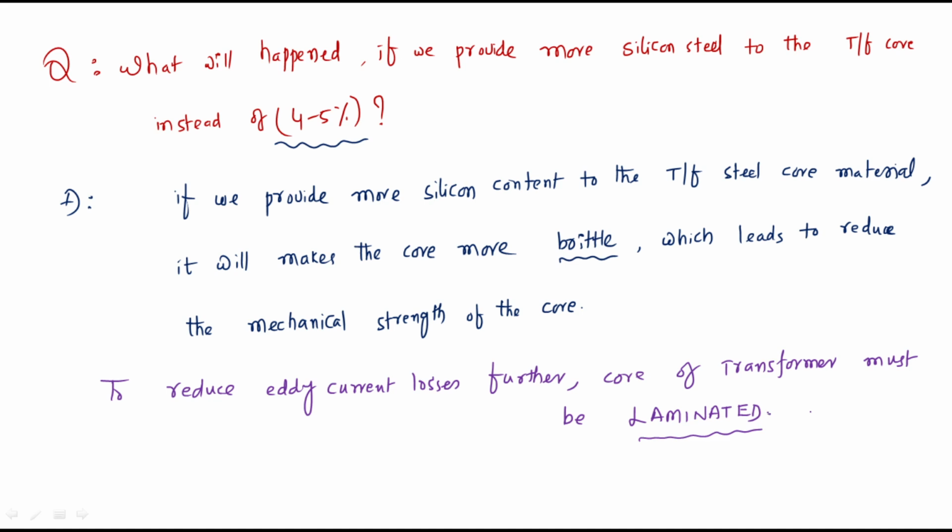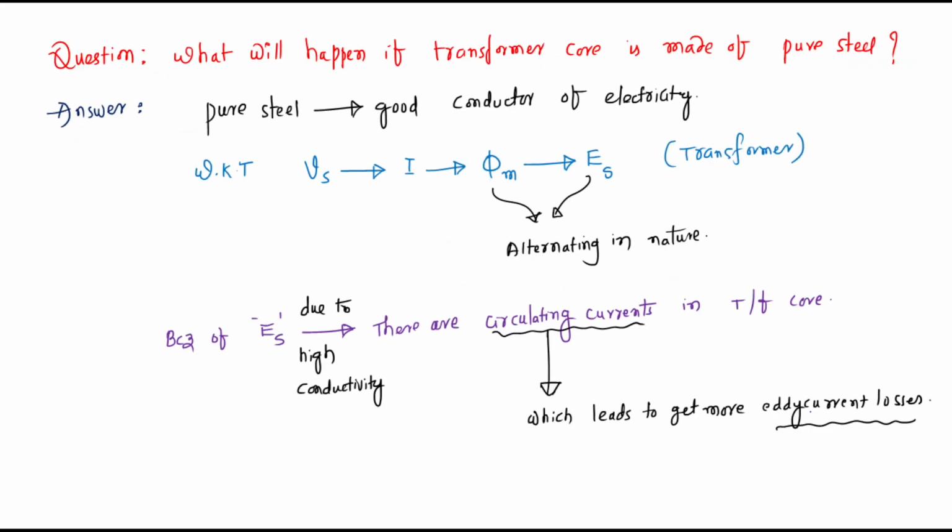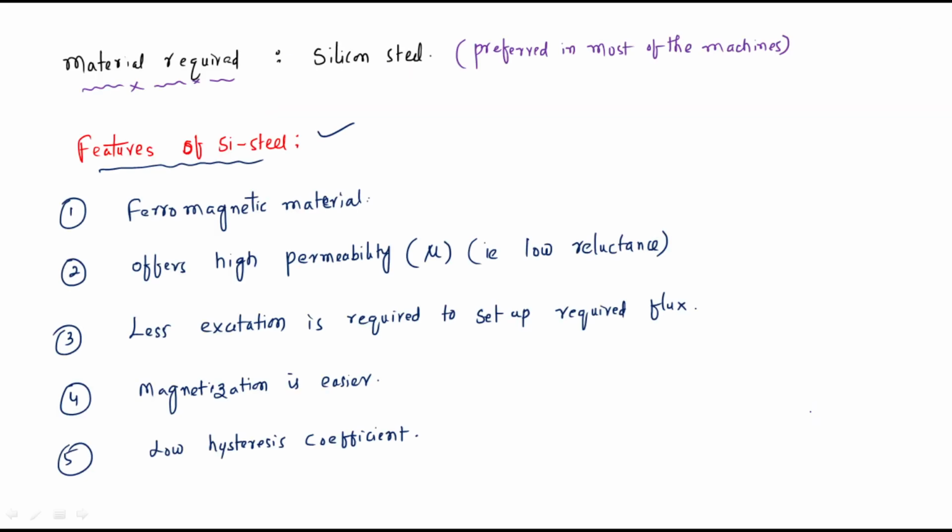So this is the significance of silicon steel. If you provide more silicon steel, what will happen? The transformer core will be brittle in nature, which leads to less mechanical strength of the core. That's why we provide only 4 to 5% of silicon content to the steel. Then only we reduce the conductivity, which leads to less circulating currents, which leads to less eddy current losses. Somewhat, eddy current losses are minimized.